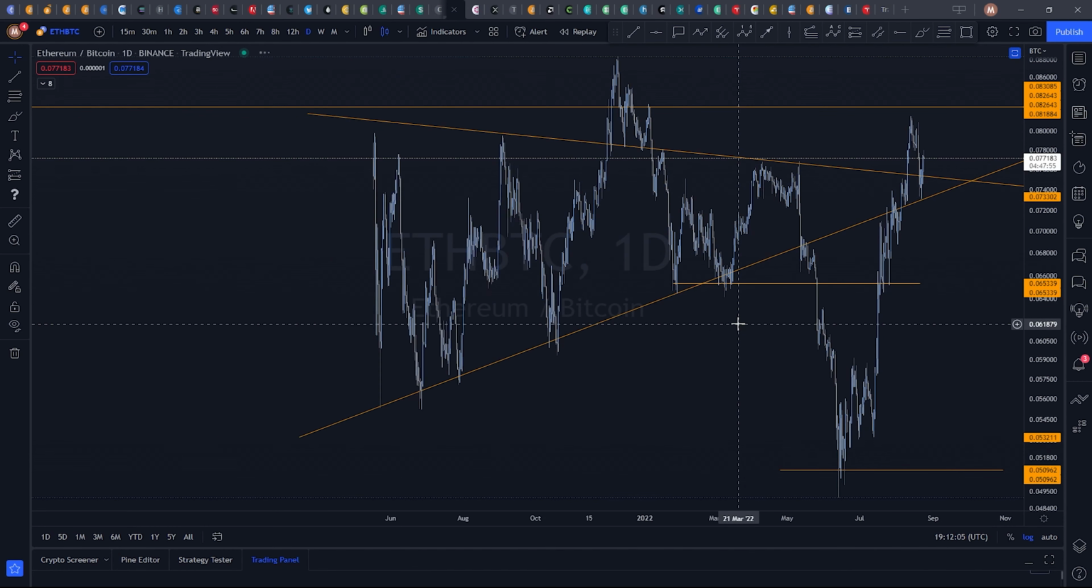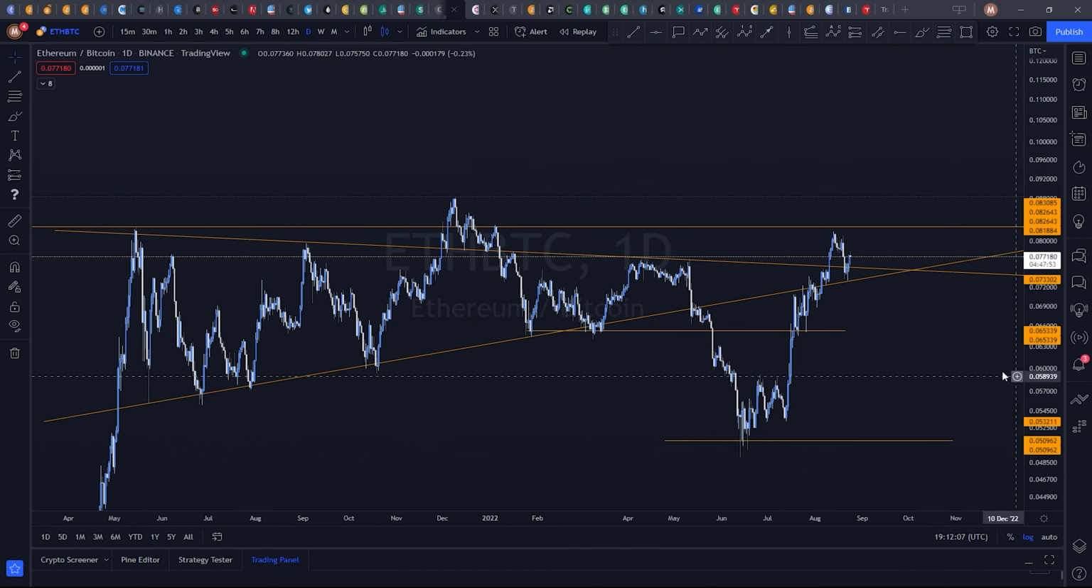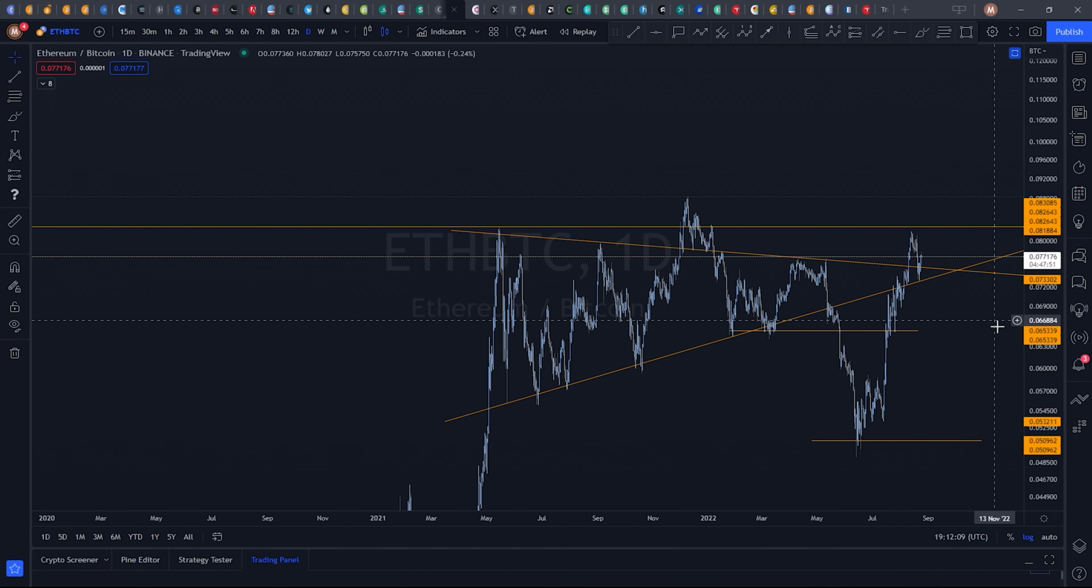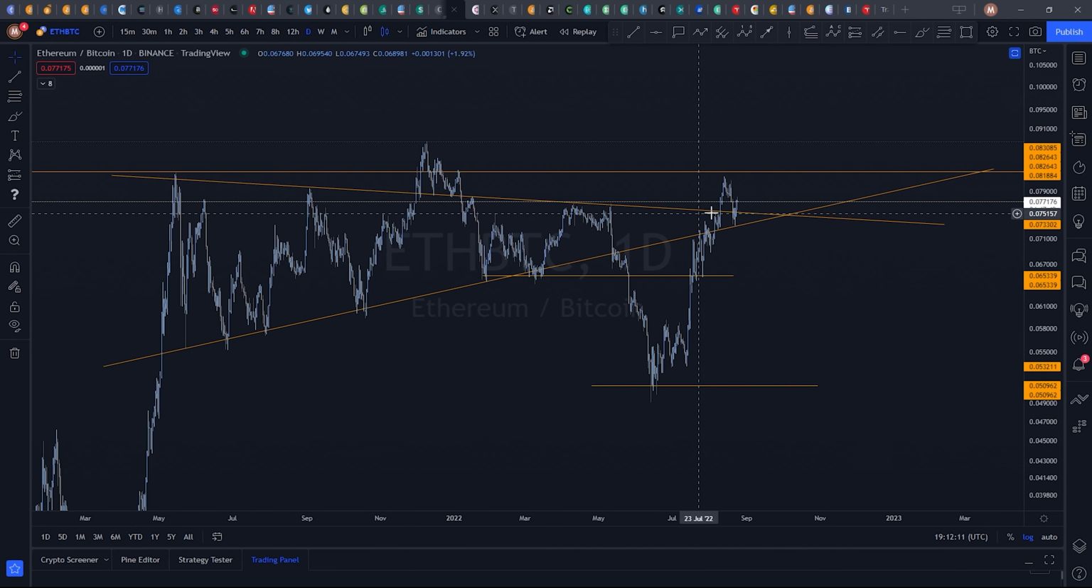ETH BTC. ETH BTC is looking okay. Not sure. It's like a big V-shaped recovery at ETH BTC here. So this is kind of comparing ETH against BTC specifically.